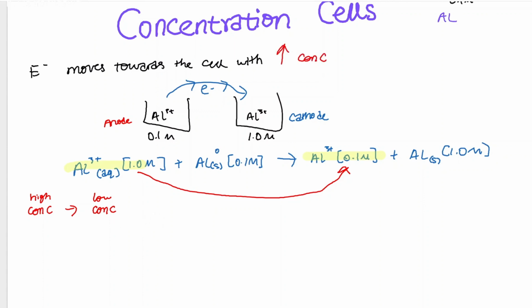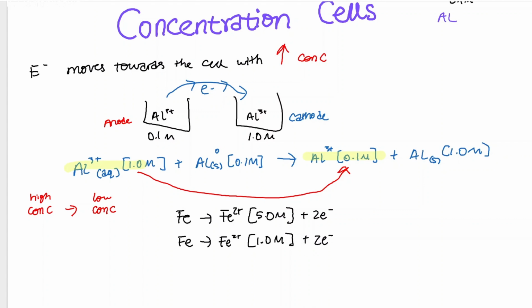So for example, if you're given this reaction, Fe goes to Fe 2 plus at a concentration of 5 molar plus 2e, and this one as well, Fe to Fe 2 plus but at a concentration of 1.0 molar plus 2e, how you'd write it is, this side is going to be the anode, because it has less concentration, and then this side is going to be the cathode. In the next video, I'm going to talk about the Nernst equation, which does help explain this better.